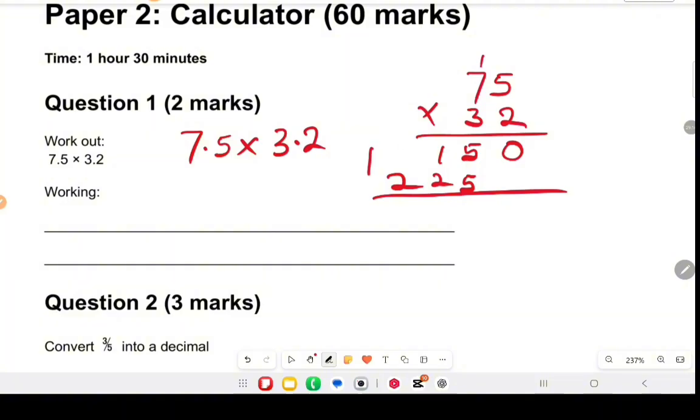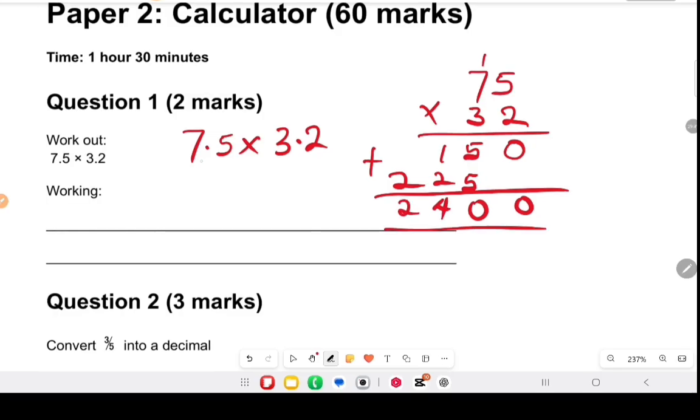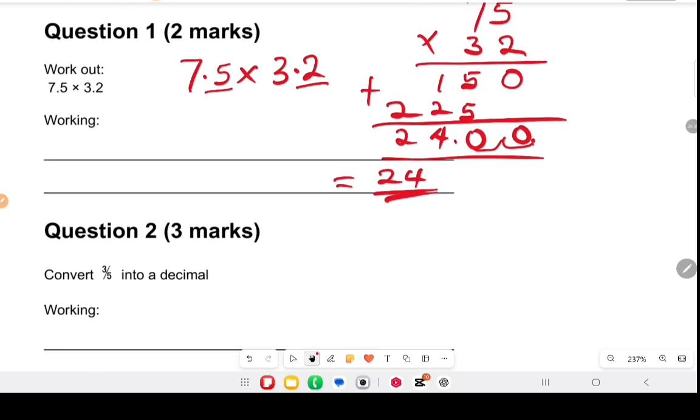Then when we add these up, we have 0, 10, carry 1. This will change to 4, and this will change to... Now we have 2 decimal points. After 7, we have 1 decimal point, and after 3, we have 1 decimal point. Then if we move the decimal point 2 times, it's here, 1 and 2. Then our answer becomes 24. You can check by using your calculator.